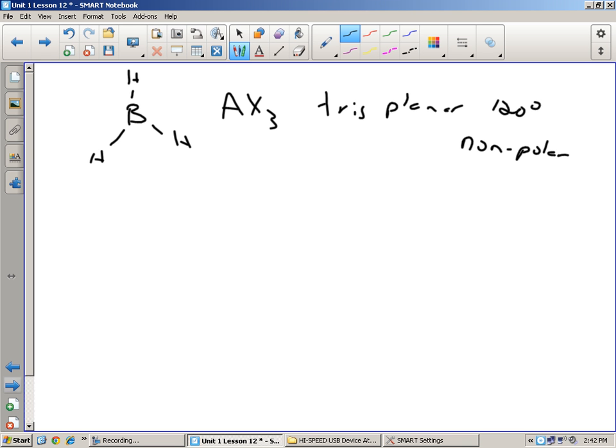AX3, yes, okay. So AX3 can be non-polar if the X's are all the same. Remember, if you got a tug-of-war here and these are all the same angles, who's going to win? And the answer is no one. Trigonal planar means that they all line up on the same plane, right? They make a perfect 360. They're not three-dimensional. And if you're pulling with forces between 120, 120, 120, with the same force, they're all going to cancel out. Okay? So that's a non-polar one.